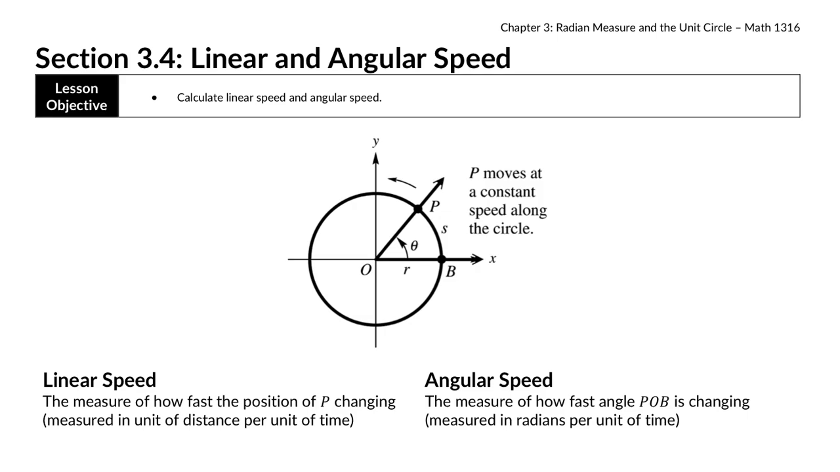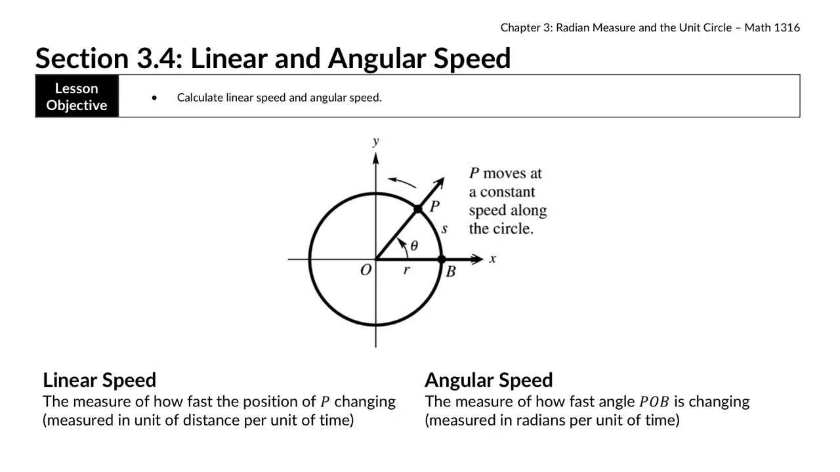For the last section of chapter 3, we're talking about another application of radian measures. So you remember in 3.2, we talked about arc length and sector area. This is another application of radians, and it's linear and angular speed.